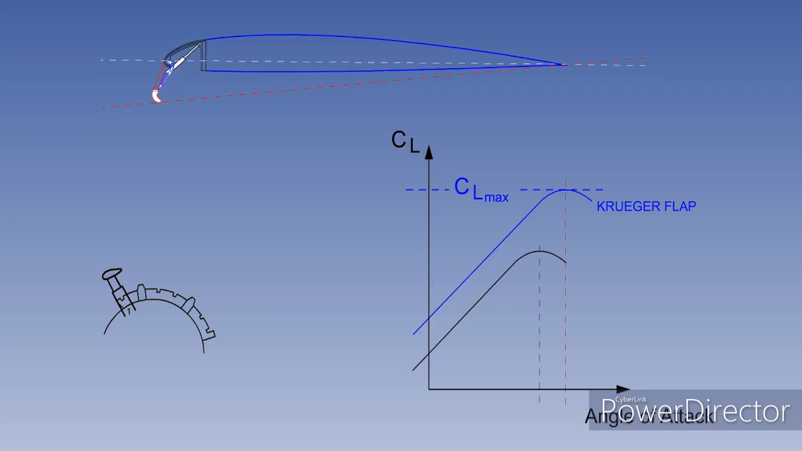With the Kruger flaps out, the camber of the wing is increased. And as you can see, CL max is increased. In addition, the forward end of the chord line is lowered, which increases the stall angle.